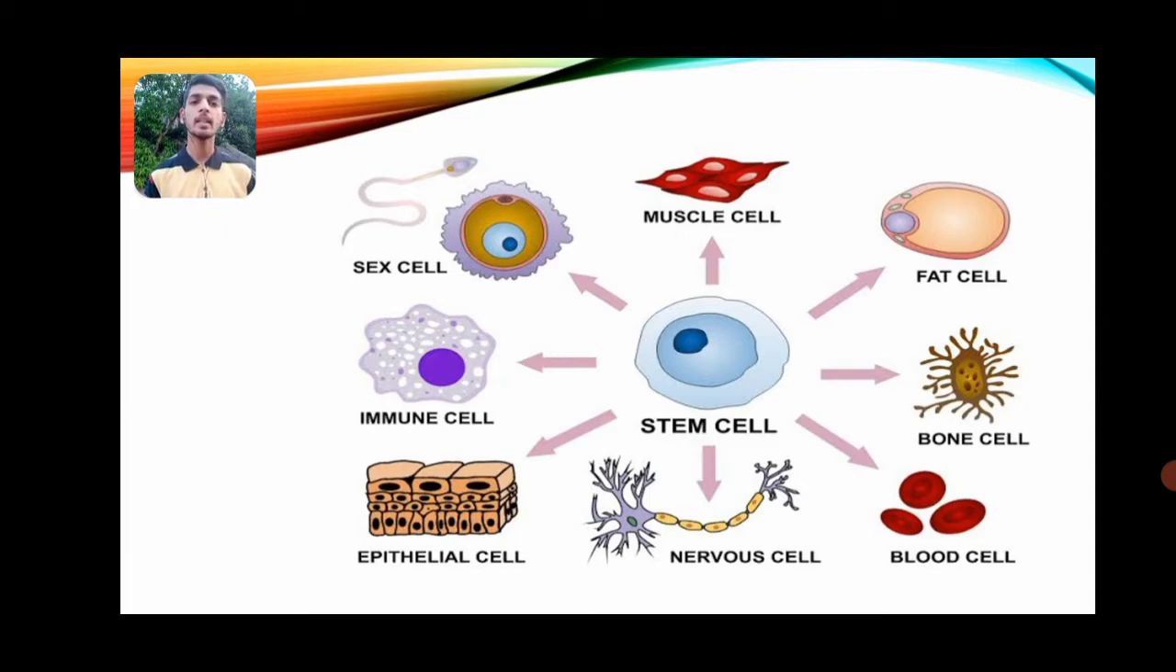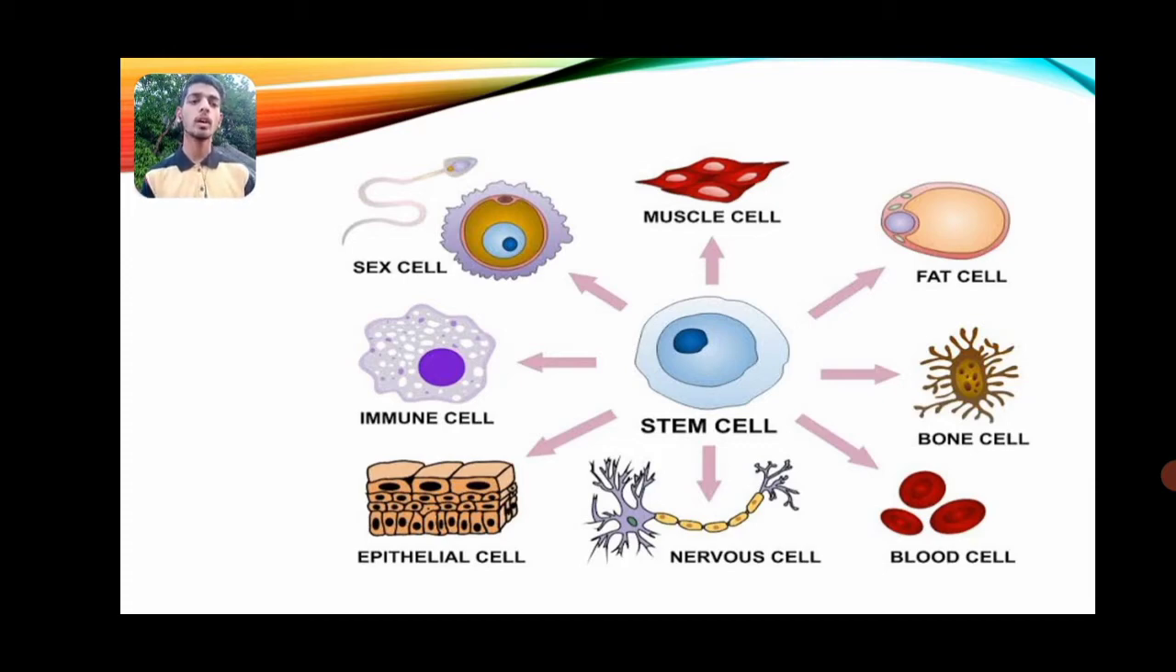After that, the epithelial cells are formed in our tissues. And after that, the immune cells, which deal with the immunology of our body. Immune cells include many types of cells: neutrophils, eosinophils, basophils, lymphocytes, mast cells, monocytes, and B cells and T cells, which deal with the immune system of our body.